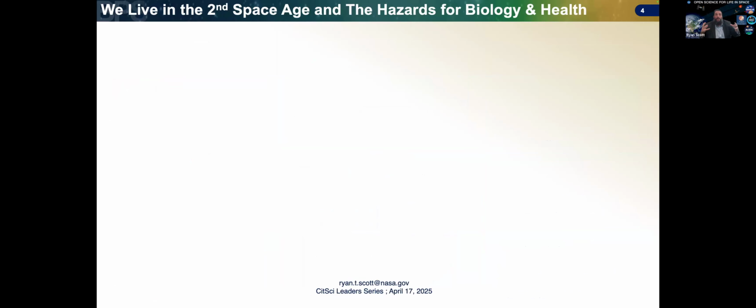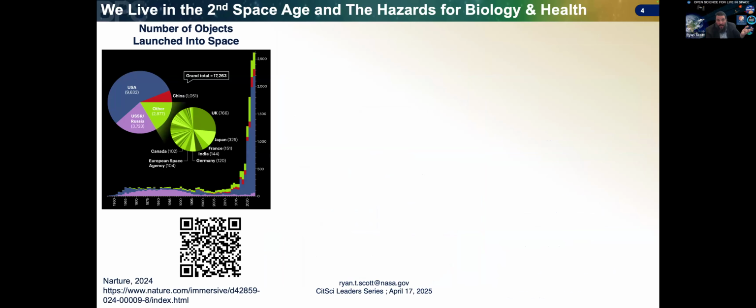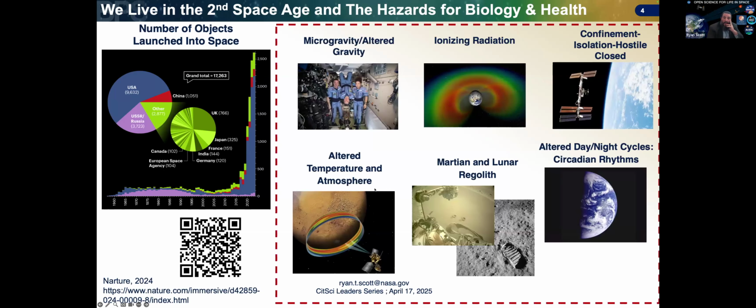Now let's think about how we're living in the beginning of the second space age. This is from a Nature release from last June that shows this tremendous increase in the number of objects that have launched into space in the last few years. When I started at Ames in 2014, little did I know that I was joining at a time that would lead to this tremendous increase, at least an order of magnitude. It's just this tremendous increase in the time that we're living in.